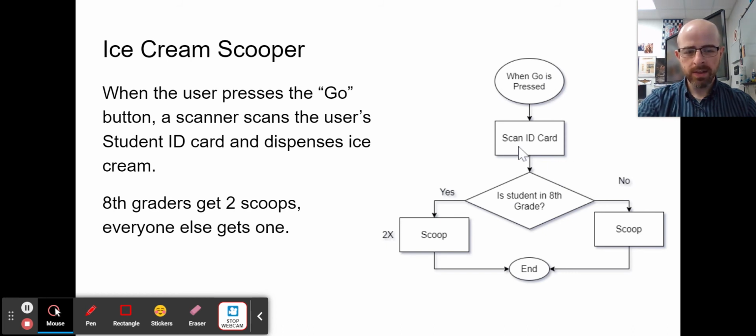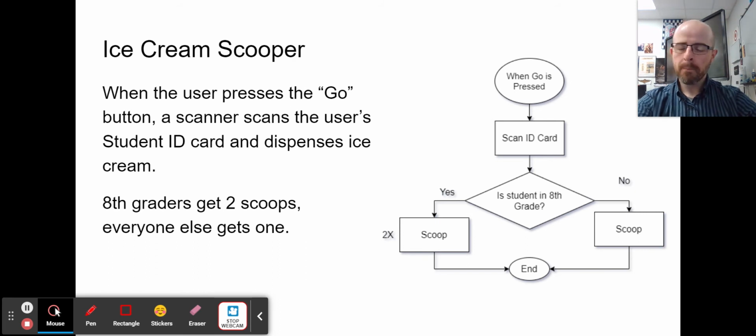And here's the thing. This action is something the computer does. This action is something the computer does. This action is also something the computer does. It's the computer deciding whether or not you're in 8th grade. All right, so you might be way off target. I'm expecting most people to be way off target. Let's get in the ballpark now with this next one.